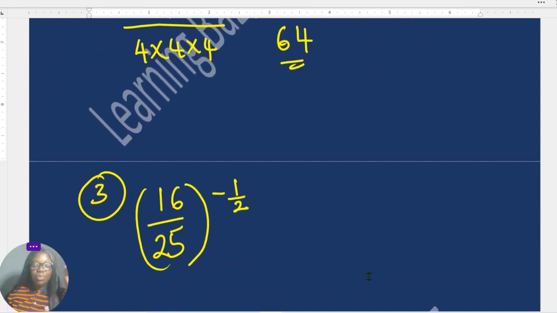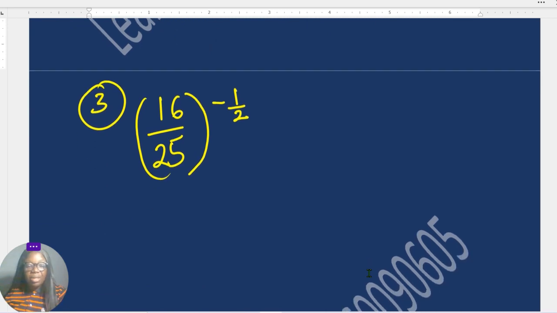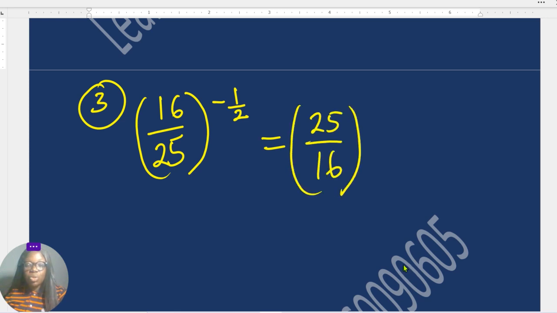Now the next one, which is number 3, we have to simplify 16/25 raised to power minus half. This time our index is a fraction, but a negative fraction. You have to do the same thing by writing this number and turning it upside down. That will be 25/16 all raised to power half. When a number is raised to power half, it means you should find the square root of the number.